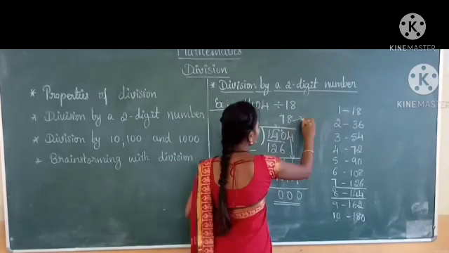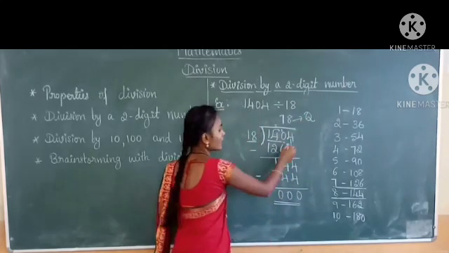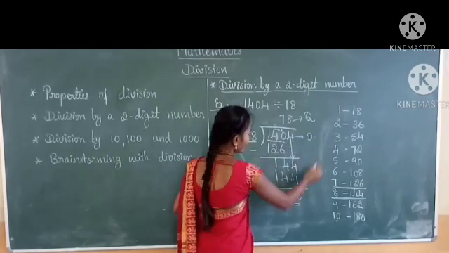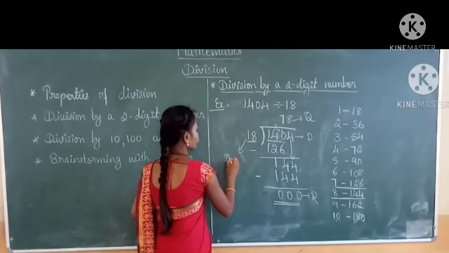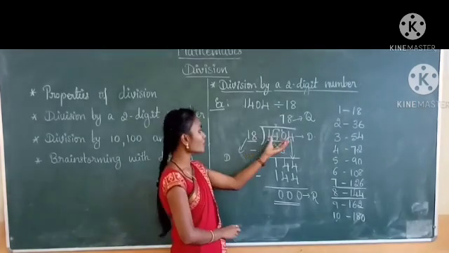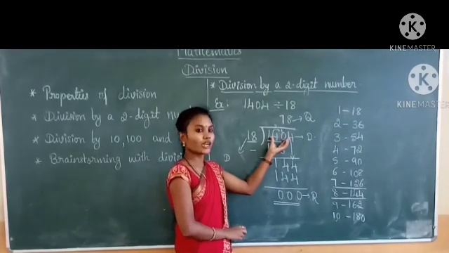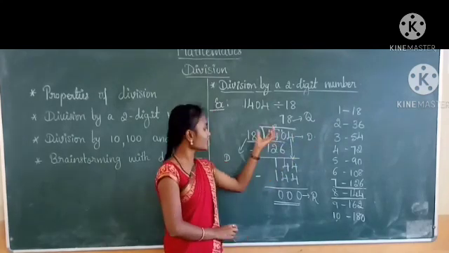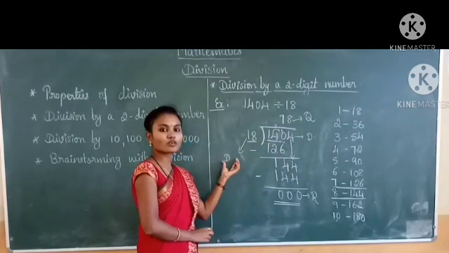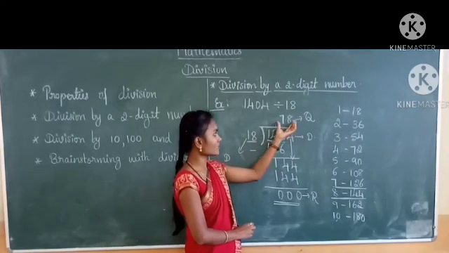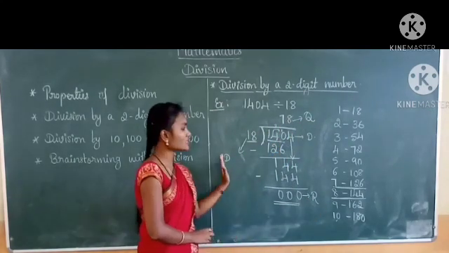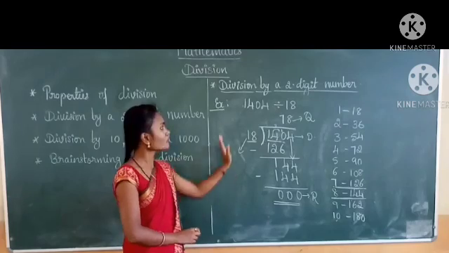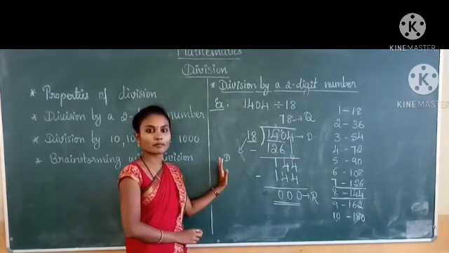So this is called quotient and this is called dividend, and this is remainder and this is divisor. The number to be divided, that is called dividend, and the number by which we divide, that is called divisor, and the answer, that is quotient, and the remaining is remainder. So this is the method of division by a two-digit number.